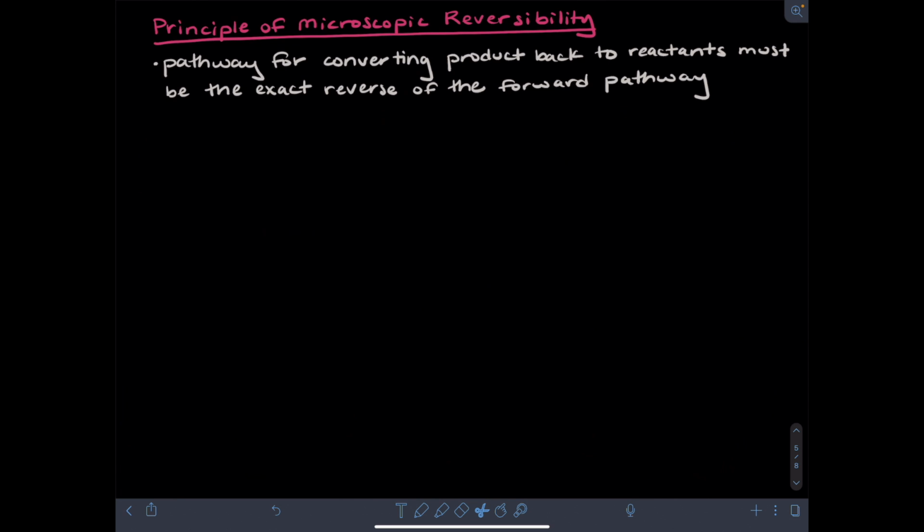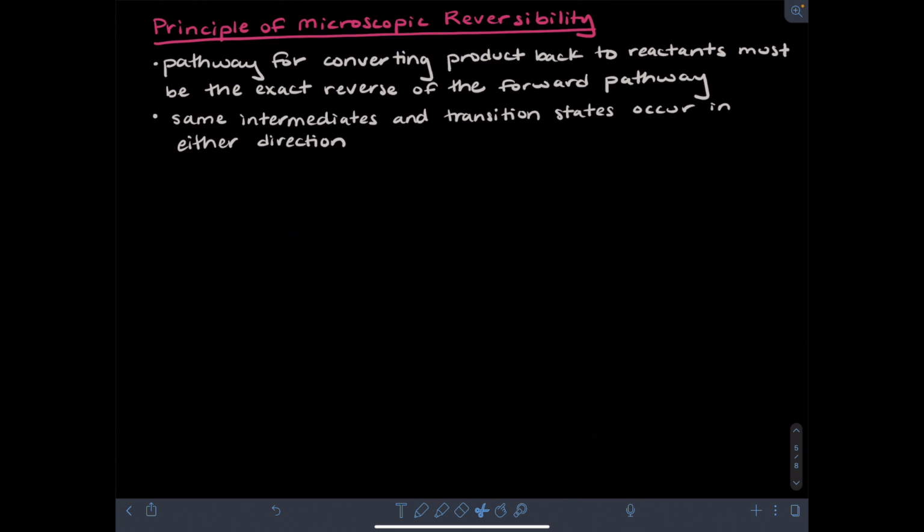The principle of microscopic reversibility states that whatever pathway you would have for going from a product back to a reactant would be the same as for the reverse pathway, going from the reactant to the product in the original reaction. This means that you would go through the same intermediates and the same transition states in either direction.